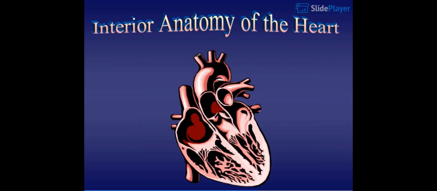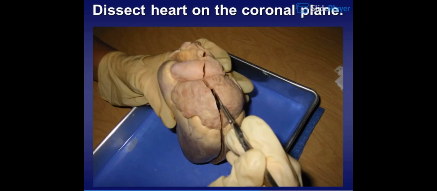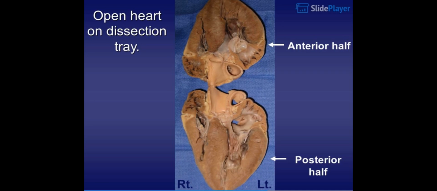Interior anatomy of the heart. Dissection begins. Dissect heart on the coronal plane. Steps. One, have students hold heart so that apex is downward. Two, instruct students to turn heart on side and begin dissection on the coronal plane. Open heart on dissection tray.